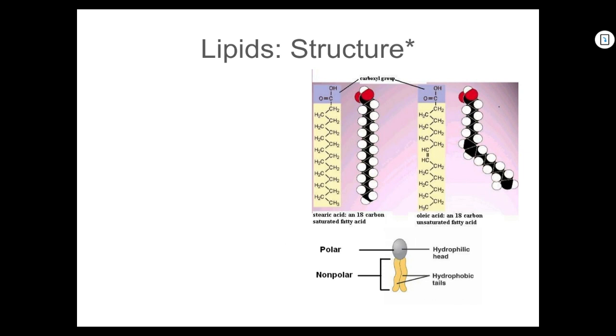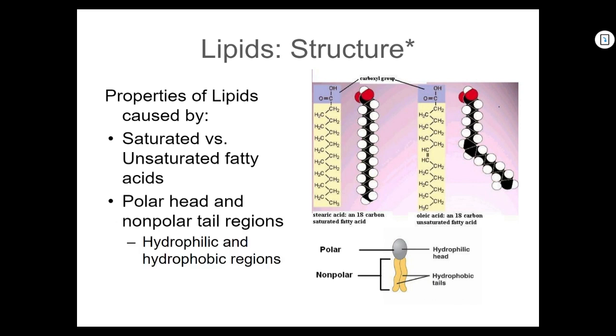And so this is what I was saying earlier, y'all, that there are special properties for the heads and the tails. The properties of the lipids are caused, again, by these saturated and unsaturated fatty acid tails. If they are saturated, then they are going to be solid at room temperature, like butter and lard and things like that, bacon grease, right? But if you have something that is unsaturated, like the second one right here, because it has these curves right here, the structure means that it's going to stay liquid at room temperature, right?